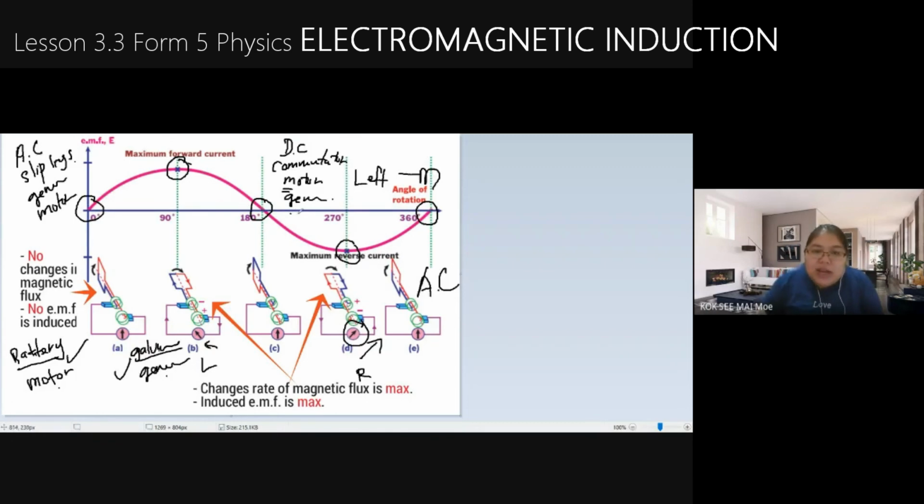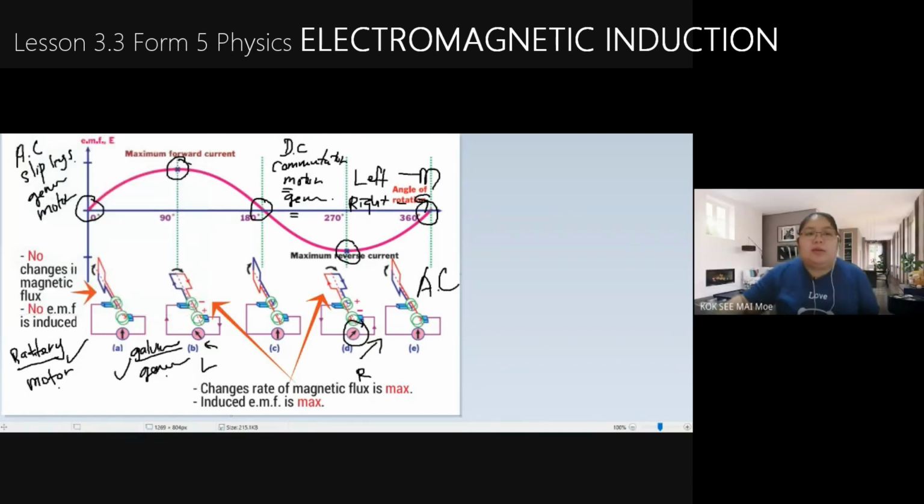Okay, generator starts with G. G is a girl. Girl is right hand. Girl is always right, so it's the right hand, which means the right hand rule. Okay. Motor, man, left hand rule. Girl always right, then right hand. That's a generator. Okay, understand?